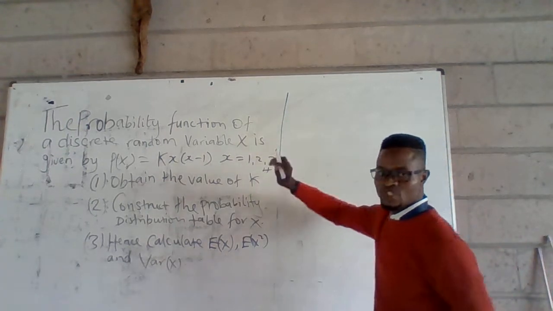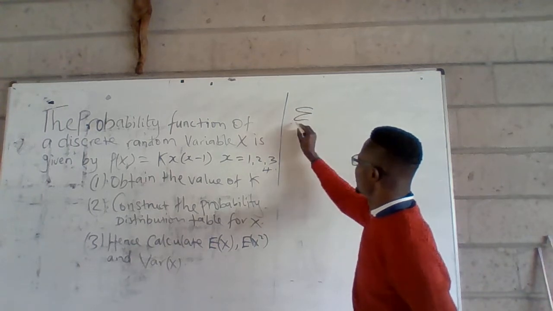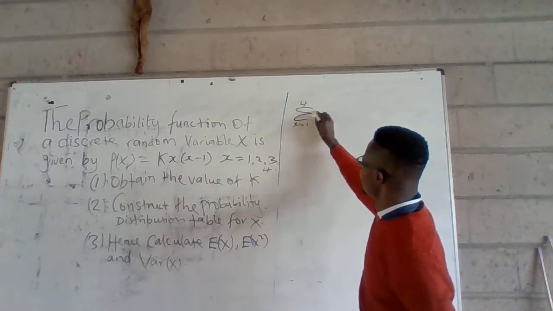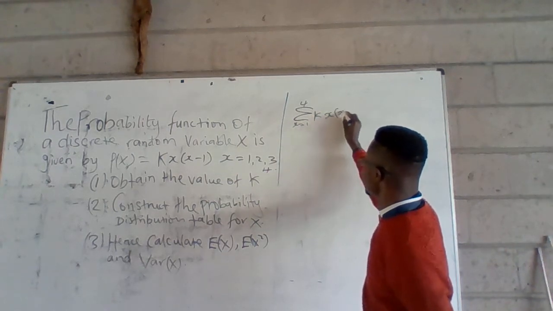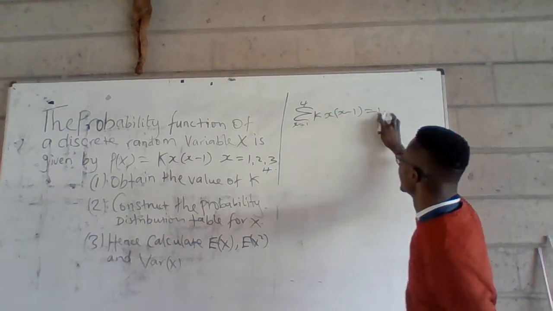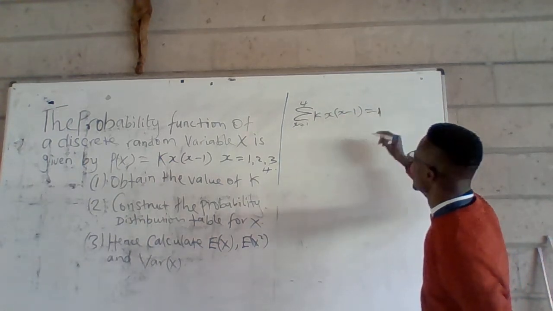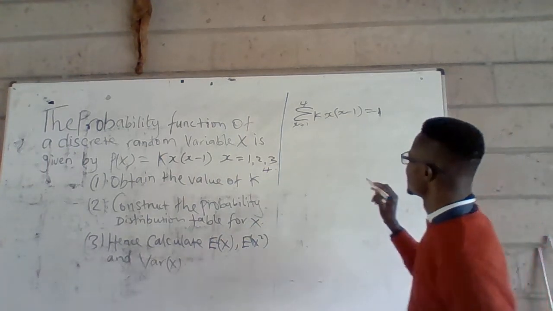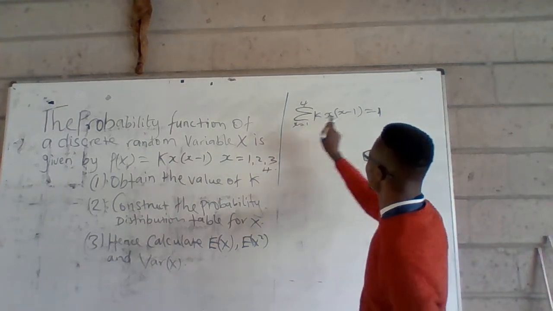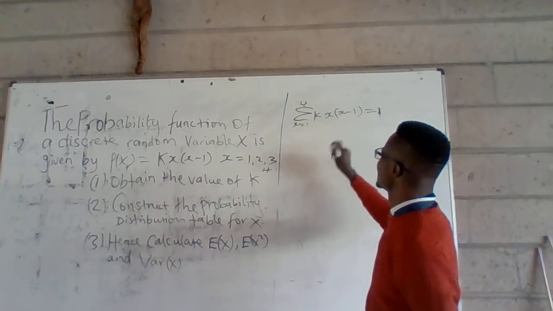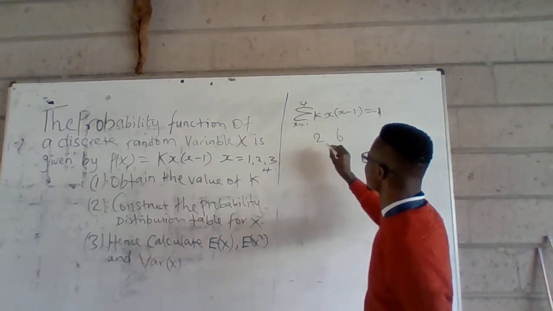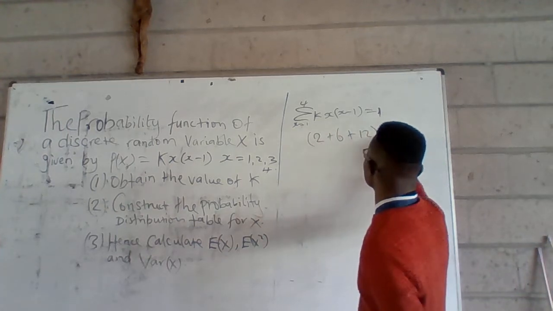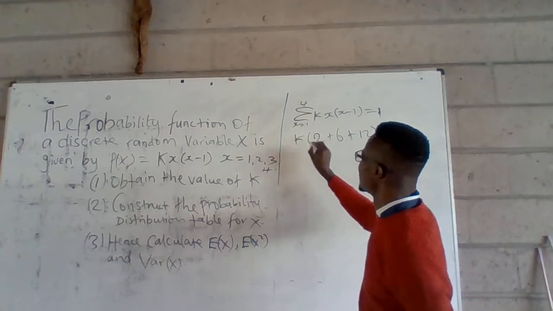We know by definition that the summation of x from 1 to 4 of this function, kx(x minus 1), must be equal to 1. It must be equal to 1. So if we substitute the values of x, for x equals 1 we get 0, then we get 2, then 6, then 12. So 2 plus 6 plus 12, and this will be equal to 1. Of course, our constant k is there.